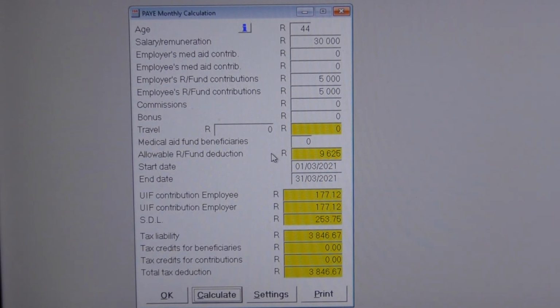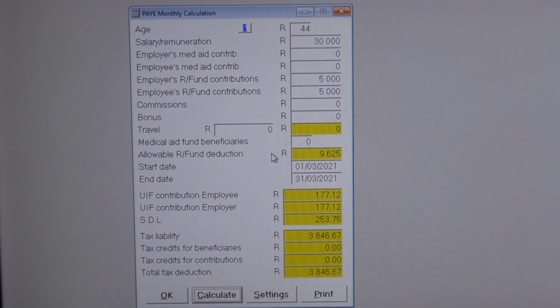This means that the tax is calculated on the remuneration of 35,000 Rand less the allowable deduction of 9,625 Rand, which means a taxable income of 25,375 Rand, so the tax deducted at salary source is 3,846 Rand.